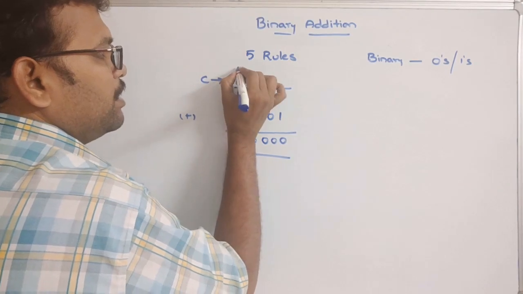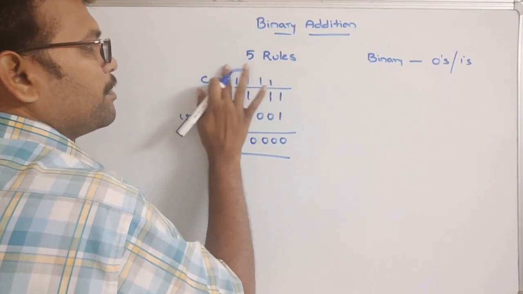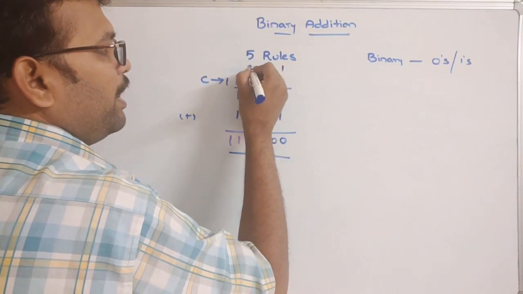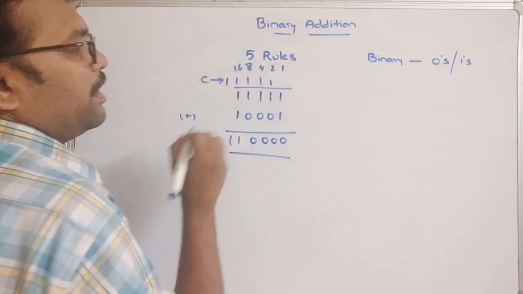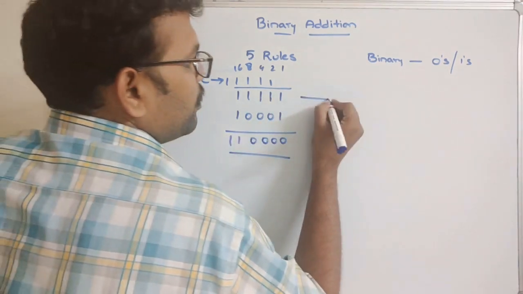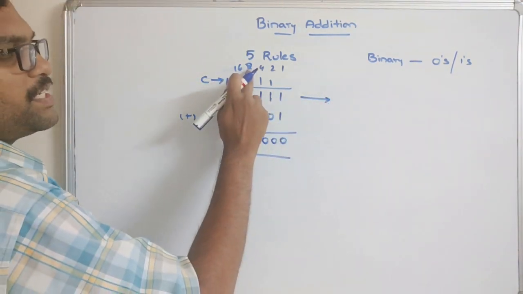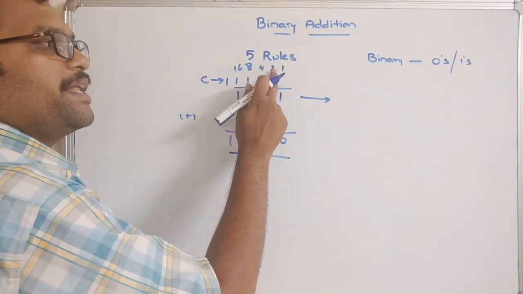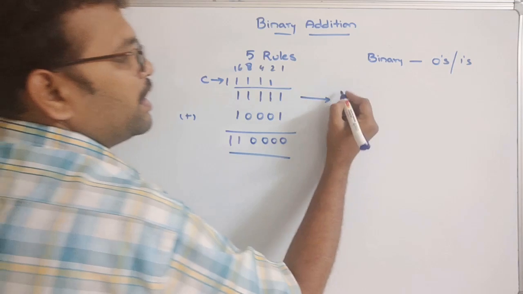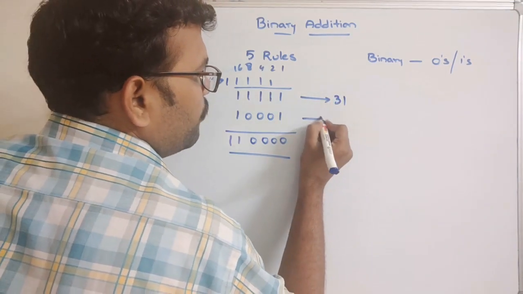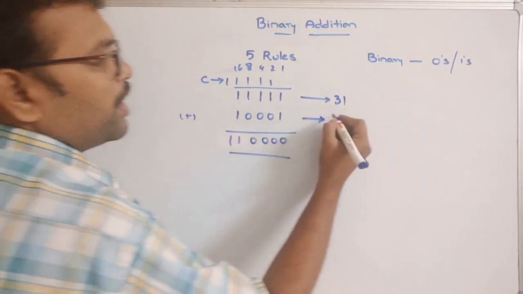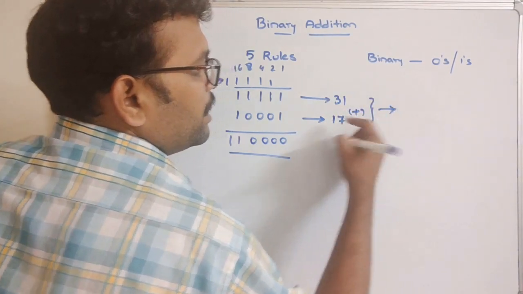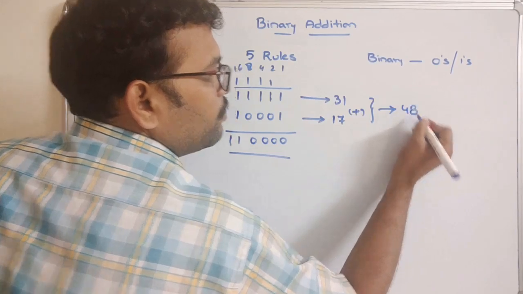So let us consider 1, 2, 4, 8 and 16. Now the result of this one is all ones. So 16 plus 8, 24, 24 plus 4, 28, 28 plus 2, 30 plus 1, 31. The result is 31 decimal value. And this one, 16 plus 1, it is 17. If you add both, what will you get? The result is 48.